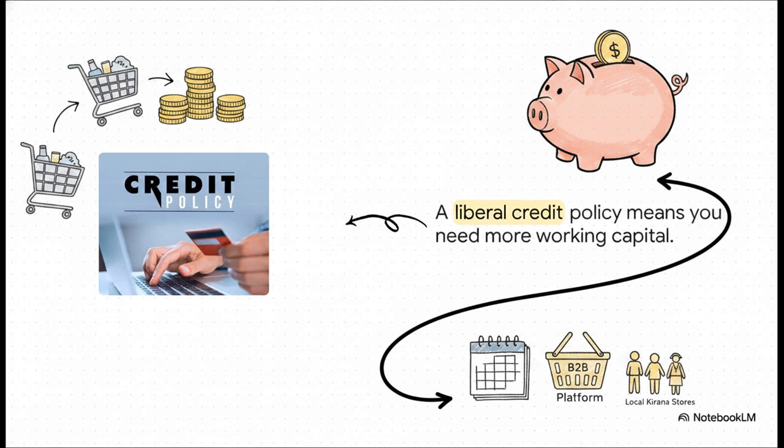When your customers buy now and get more time to pay you later, your cash comes in much, much slower. Because you're sitting there waiting on that cash, your working capital requirement actively increases. Think of a B2B platform like Udaan that allows a lot of local Kirana stores to pay later. To sustain that generous policy, Udaan itself needs to maintain a very high level of working capital.